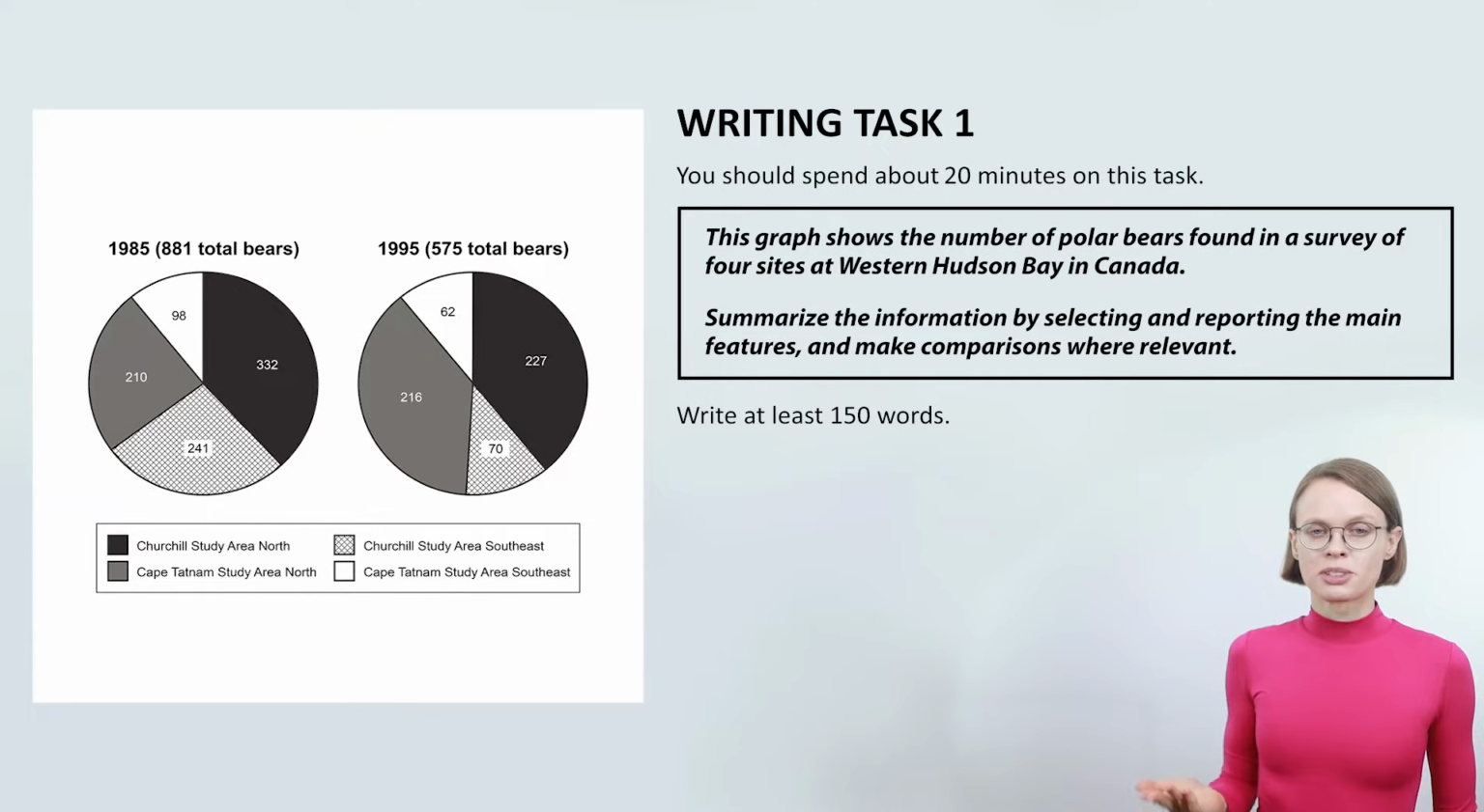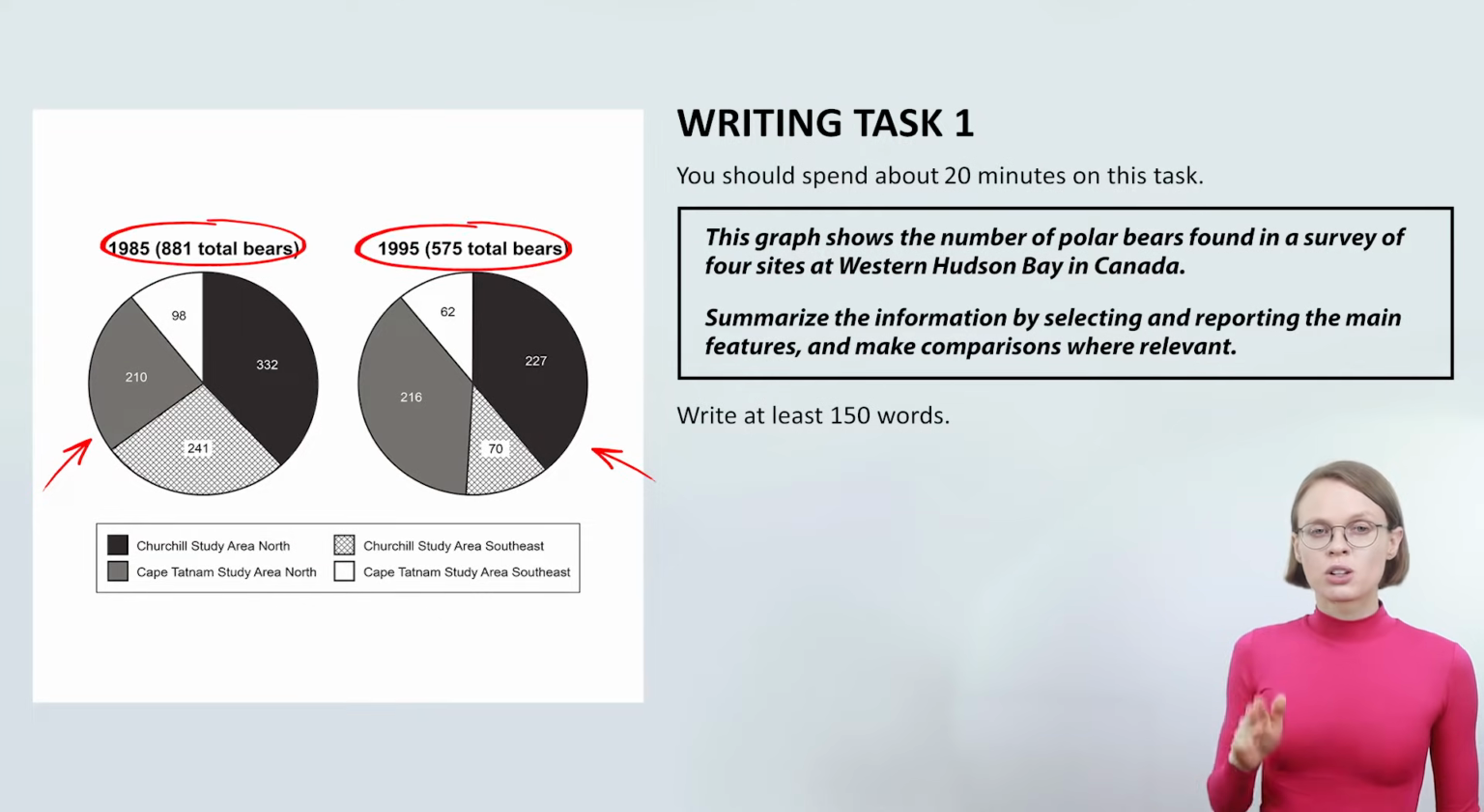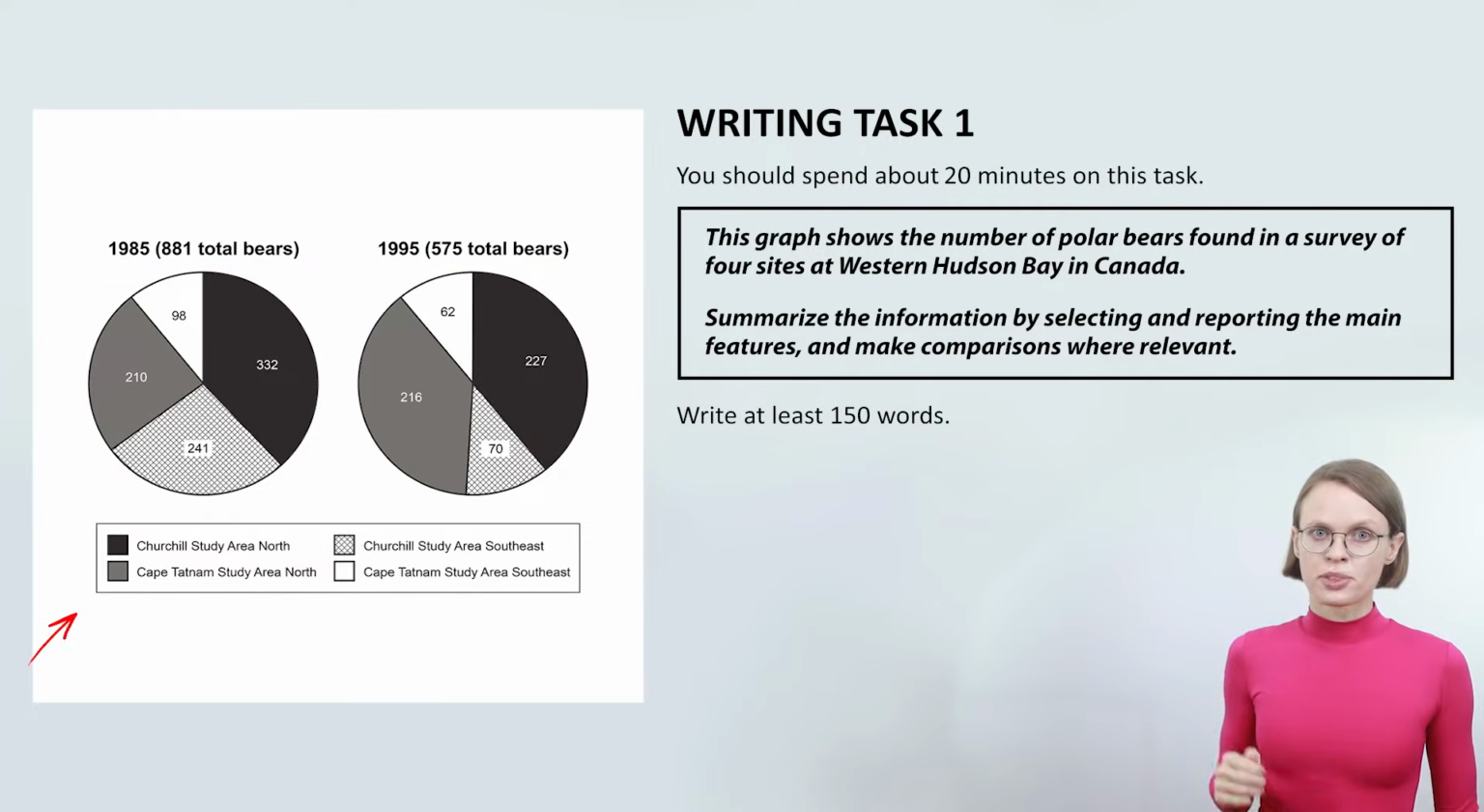After reading the prompt, I examine the pie chart very carefully. I see two charts and they're labeled with years. There's also a key at the bottom that names the study areas used in the survey. Some people skim quickly over the key, but you can miss really important information that way, so be careful here.